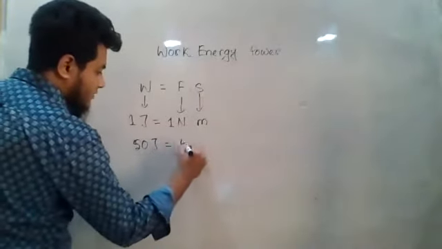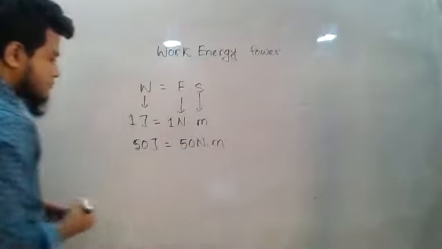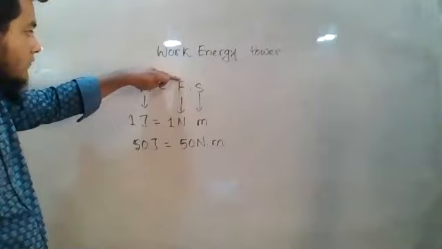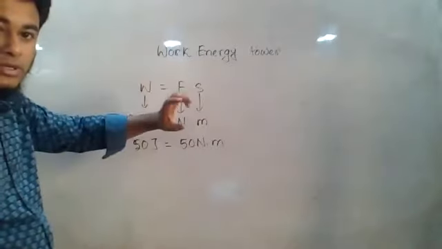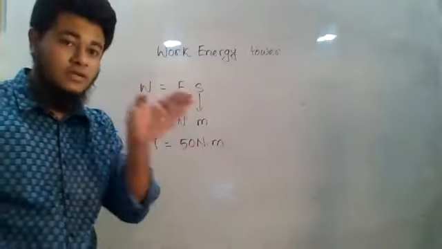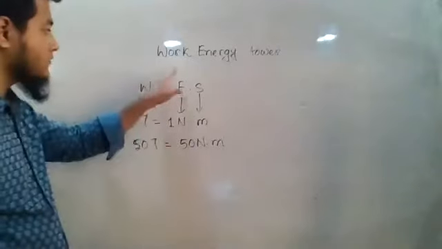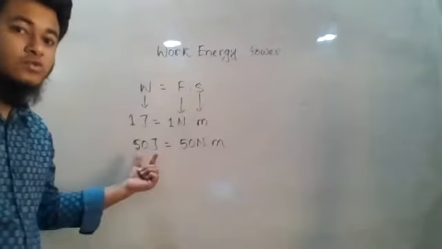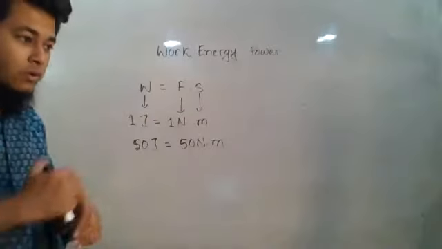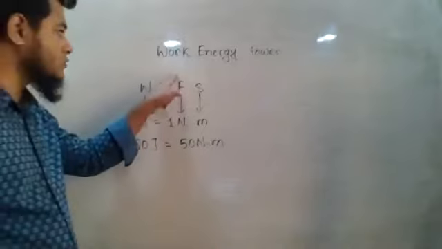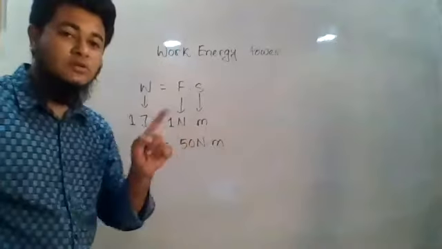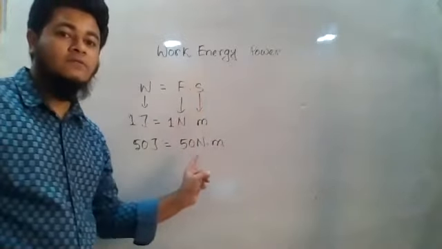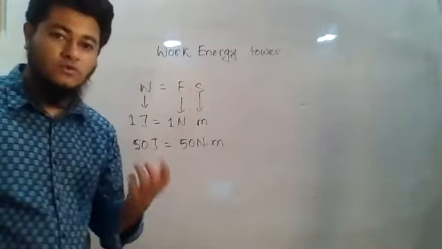50 joule means 50 Newton meter, right or no? So it might be put in this way that if I apply 50 Newton force on a particular body and the displacement caused along the direction of the force is 1 meter, so 50 into 1, I will get 50 Newton meter. Then I can say I have done 50 joule of work. Or I might say if I apply 1 Newton of force and the displacement caused in the direction of force is 50 meter, so 1 into 50, again I will get 50 Newton meter. So I can say that I have done 50 joule of work.